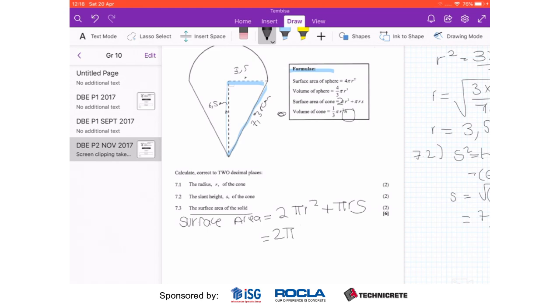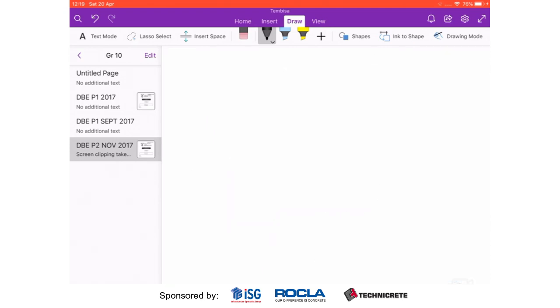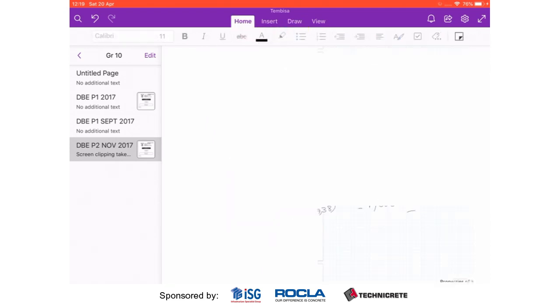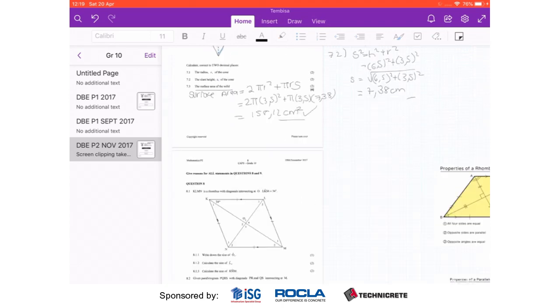Okay, so 2 pi 3.5 squared plus pi 3.5, s was 7.38. Put it all into your calculator, and we should get an answer of 158.12 centimeters squared. Centimeters squared, very important. Okay, let's now move on to question 8.